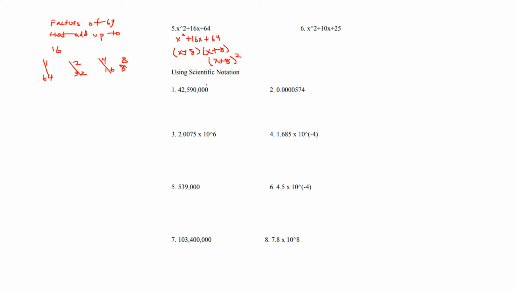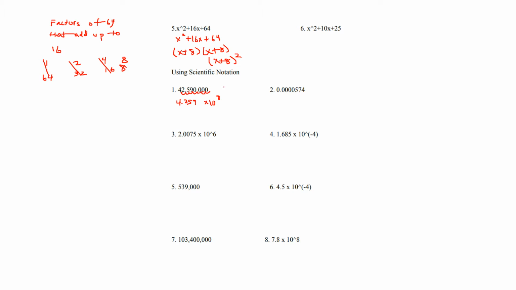So here, I'll show you, number 1. We're going to move the decimal place over 1, 2, 3, 4, 5, 6, 7 places to the left. We stop here because there's only one number on the left side of the decimal, so this becomes 4.259 times 10 to the power of 7. And 7 because that's the number of places that we moved over.